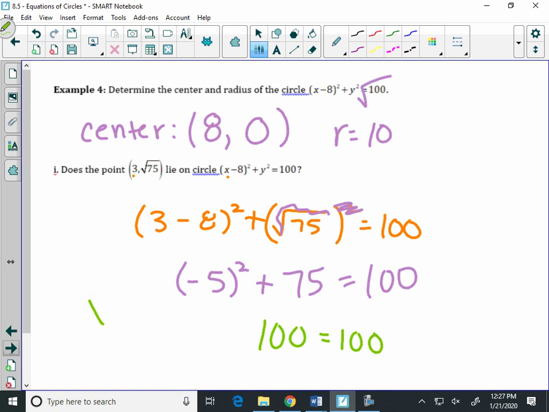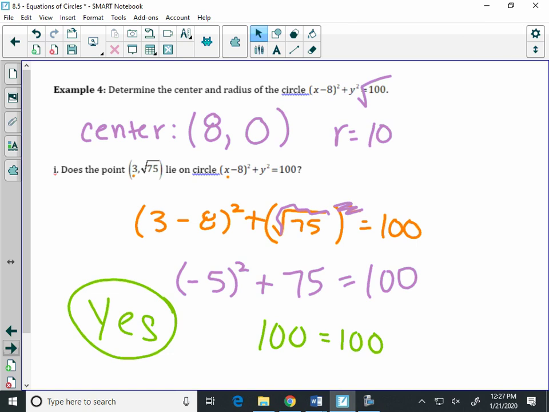So when they are equal to each other, when you plug the point in and you get the same thing, 100 equals 100, it does lie on the circle. If you don't get 100, then it doesn't lie on the circle. If it doesn't end up equaling the radius squared, then the answer is no. If it does equal it, then the answer is yes. Questions over there?